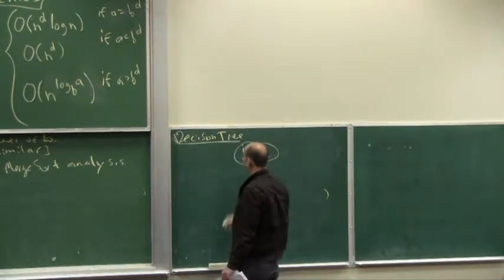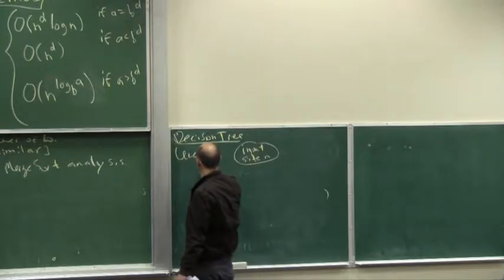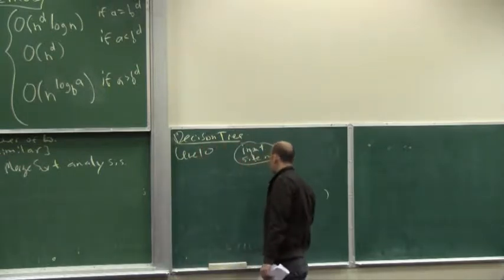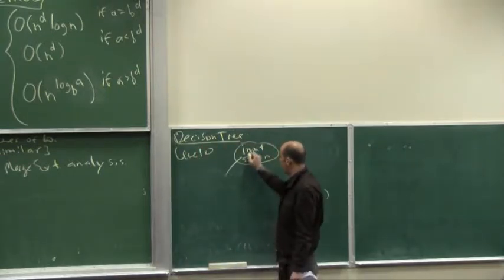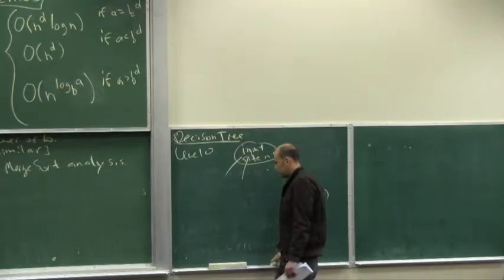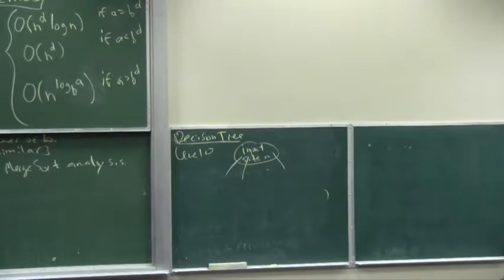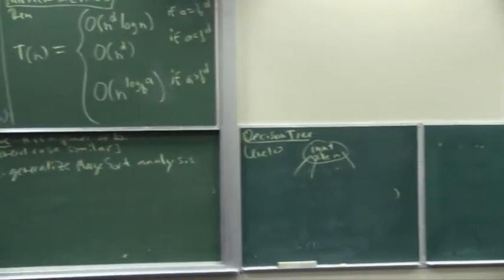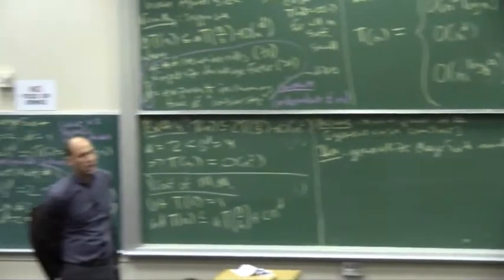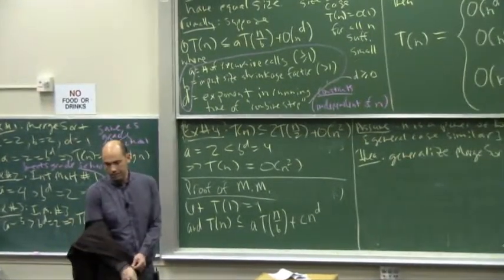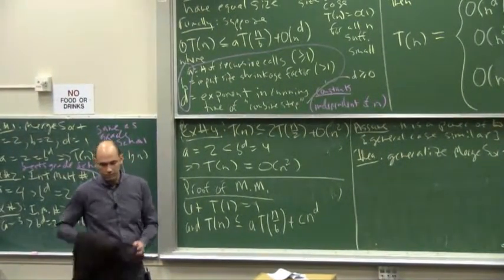So we have our level 0, which is the outermost call. How many children does this node have? What's the branching factor of this tree? A. It has a child for each recursive subcall, and there are a recursive calls.